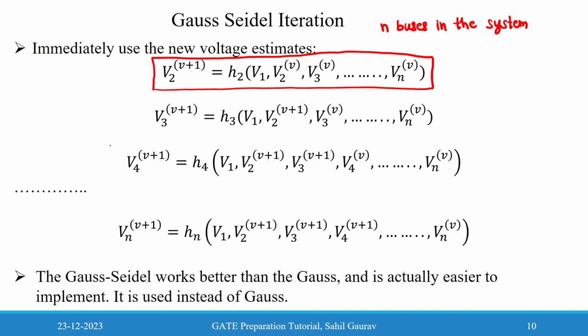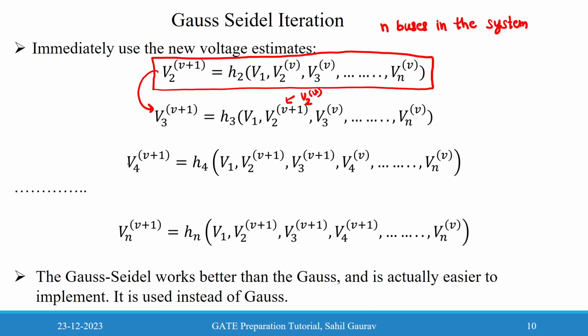So if you are finding V3, then you don't apply here V2(k); here you put V2(k+1), this updated value, in this Gauss iteration expression. So that will converge faster than the Gauss method. So that is the thing. Did you get my point?